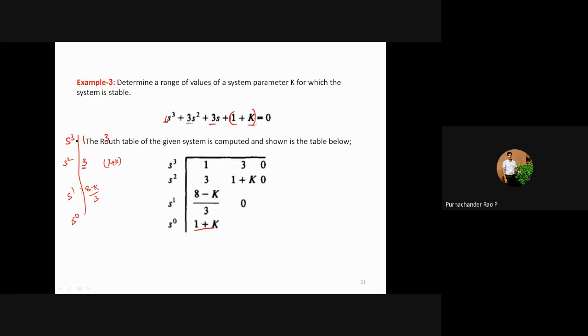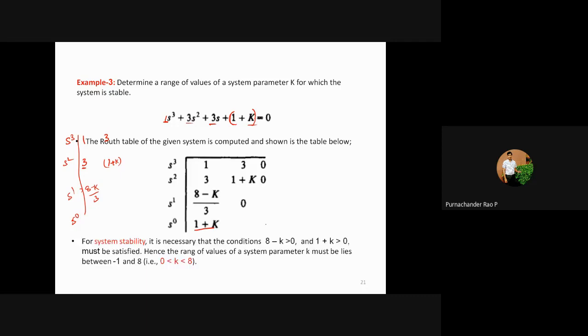So this is stable. So what must be the value of k so that the system is stable? So that means here 8 minus k by 3, so 8 minus k must be greater than 0. Okay, and 1 plus k must be greater than 0. So the range of k you can find out: 0 less than k less than 8. This is the range of k for the system to be stable.